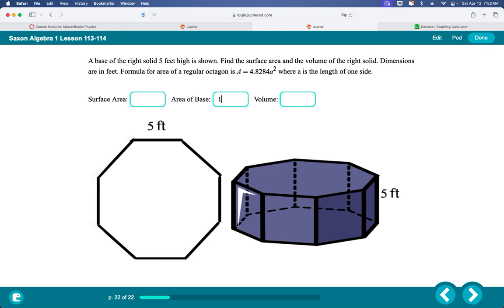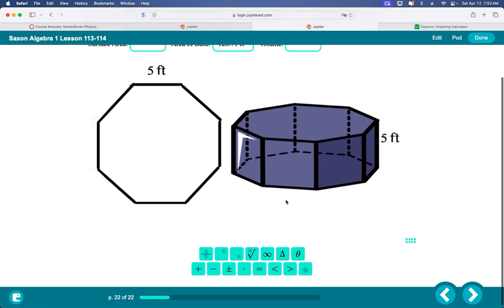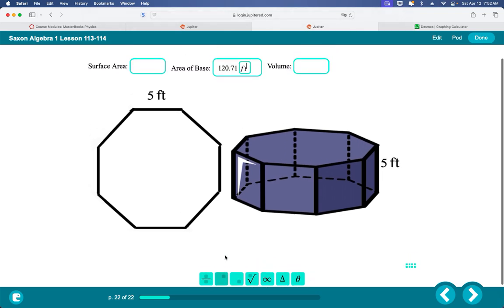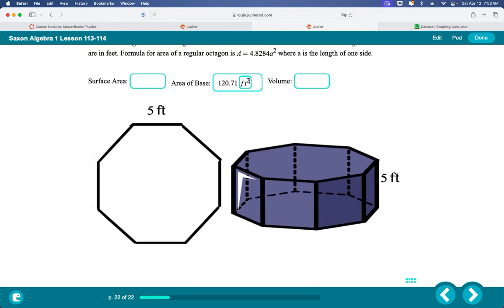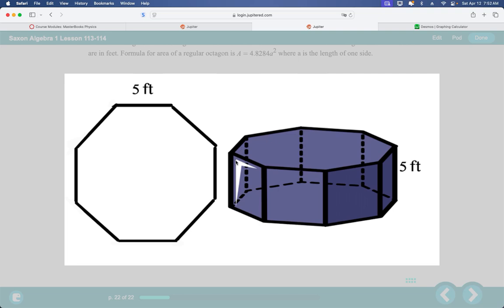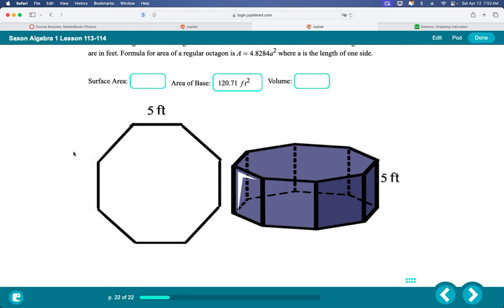120, oops, 20 point, did I say 71? I did say 71 space FT, and then I need my exponent of 2 because that's the area of the base. So now that I have that in there, now I need to find surface area and volume.